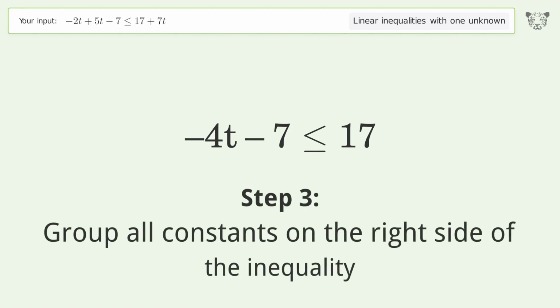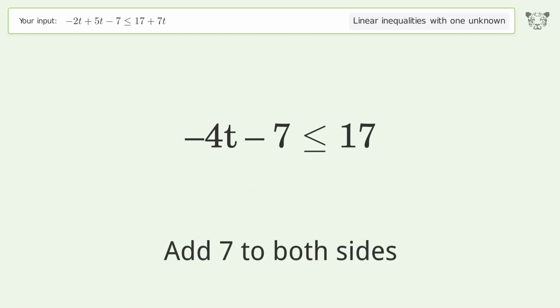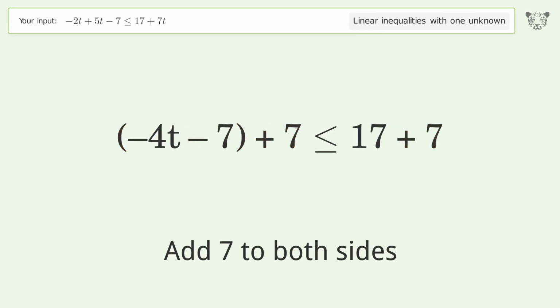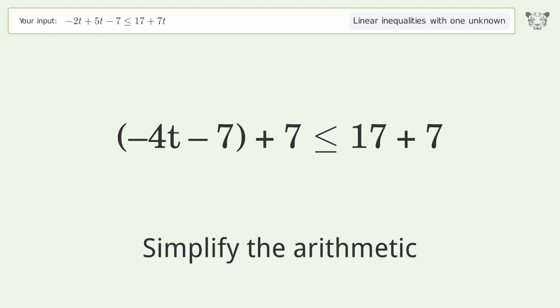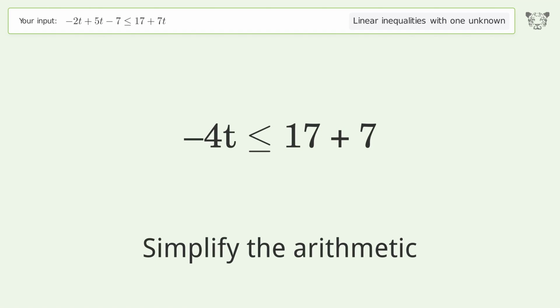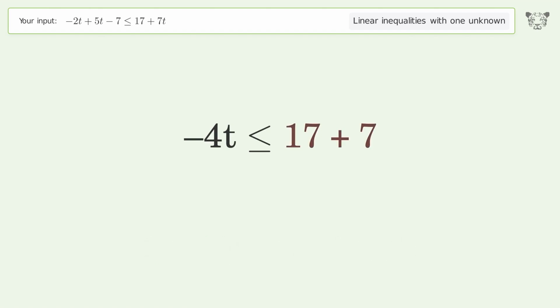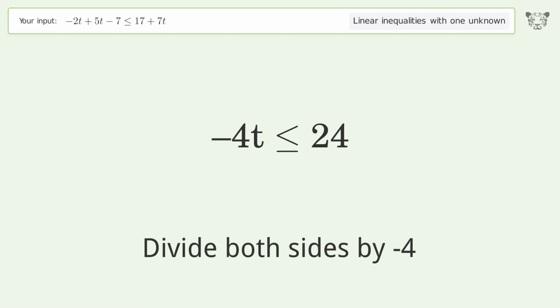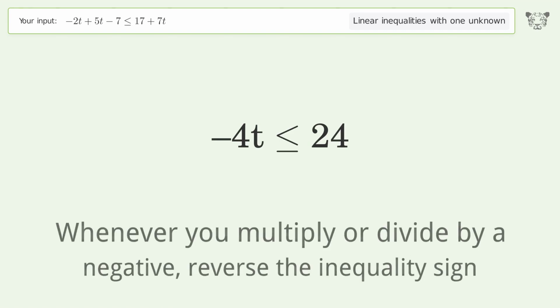Group all constants on the right side of the inequality. Add 7 to both sides. Simplify the arithmetic. Isolate the t. Divide both sides by -4. Whenever you multiply or divide by a negative, reverse the inequality sign.